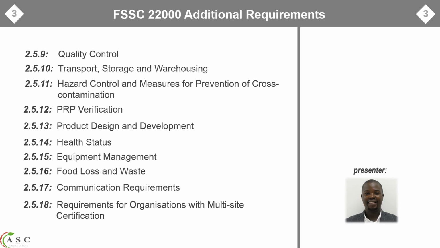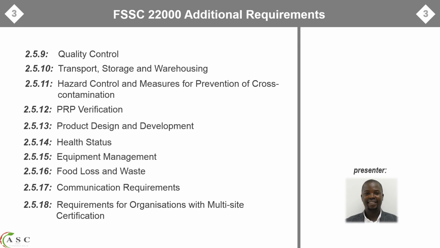And again, this is applicable to all food chain categories, excluding I, and it talks about a documented policy and objectives detailing the organization's strategy to reduce food loss and waste within the organization and the related supply chain, and controls in place when food is given away.